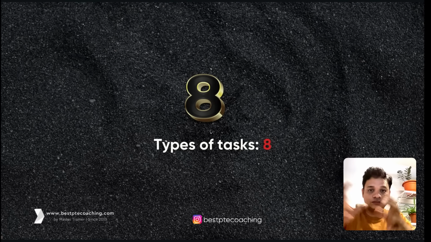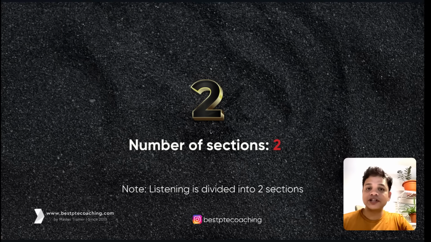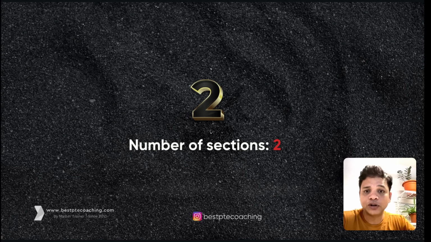Coming back to the totality, there are a total of 8 different types of questions. Listening has great diversity in terms of question type. Although there are 8 types, only 2 are super important, and close to 4 types are important. So total 8: 2 are very important, 2 are important. So 50% of the tasks in the listening module are important, 50% are not that important.